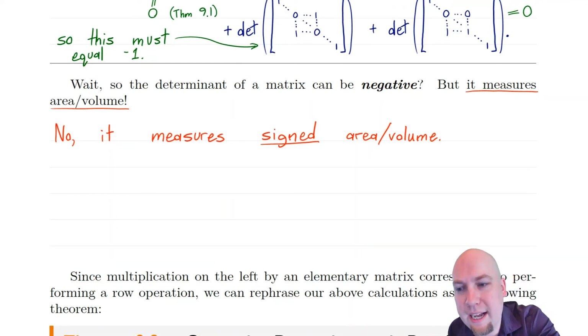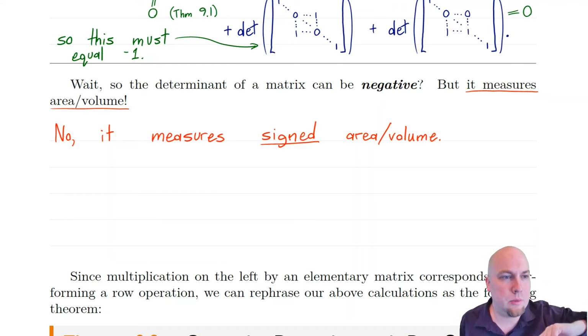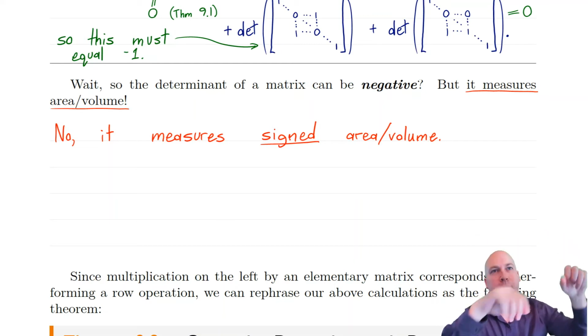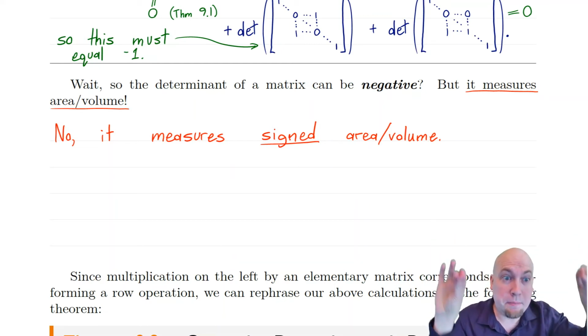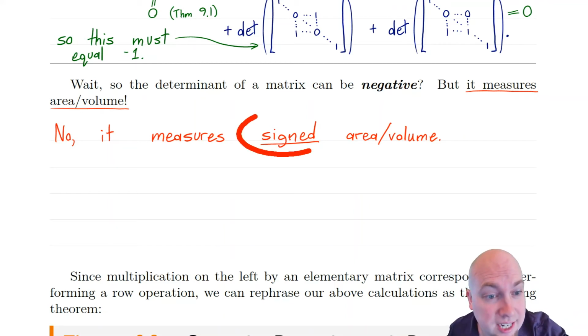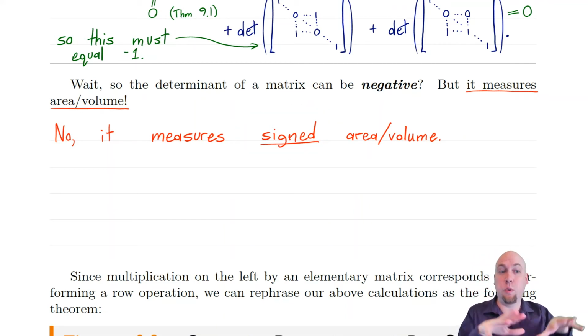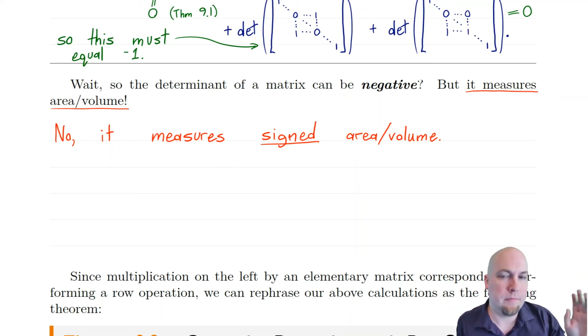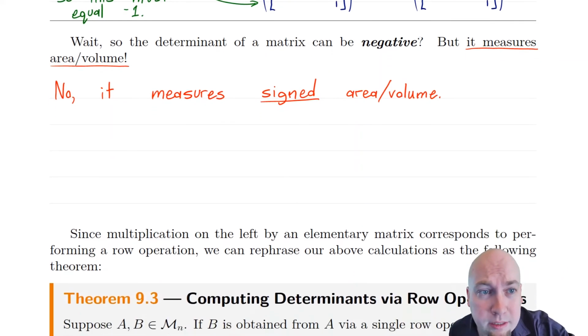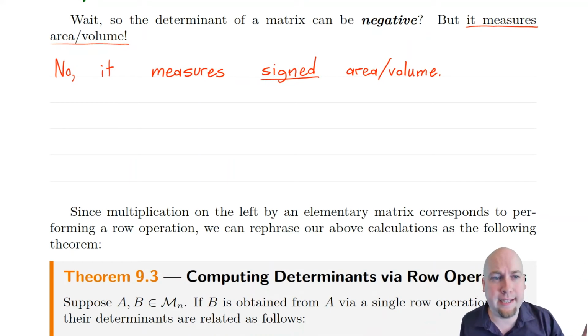If you want it to have those 3 defining properties that we started with, determinant of identity is 1, and multiplicativity and multilinearity, then it needs to measure signed areas, not areas itself. And if you ever want just the area or volume, just take the absolute value of it.